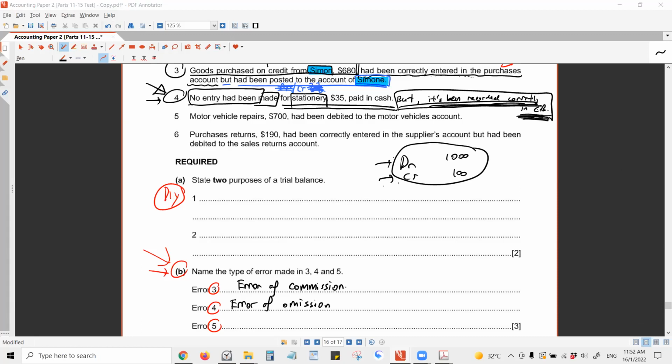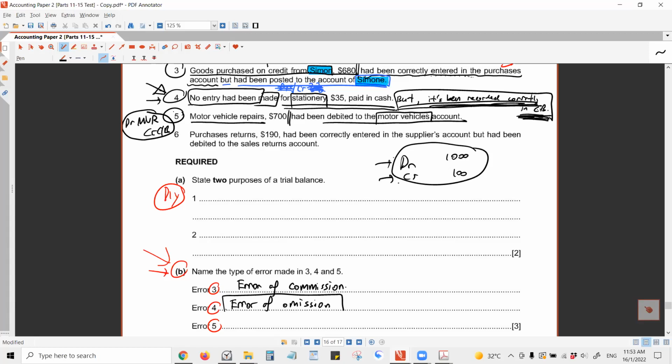We now look at error 5. So remember, error of omission means nothing has been done at all. Number 5, motor vehicle repairs, 700. When you pay for motor vehicle repairs, you credit cash or bank, then you debit motor vehicle repair, or you debit repair. You see what they did. Debited to the motor vehicles account. This is the mistake.